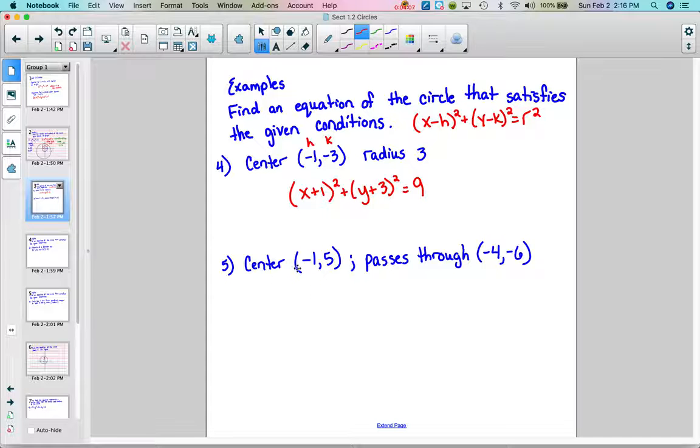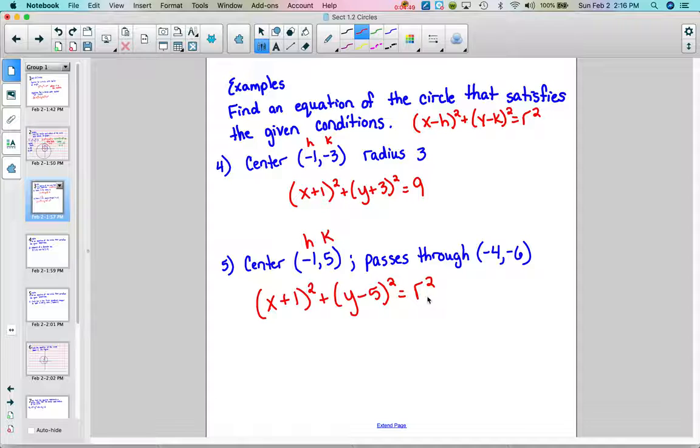So for this one, our center is (-1, 5), and it passes through the point (-4, -6). So I'm going to use a strategy that we have used before. I have the equation written right here, so I'm going to mark down what I know so far. I know this is h, and I know this is k. So I know x minus a -1, so (x plus 1) quantity squared plus (y minus 5) quantity squared equals r squared. But I don't know r.